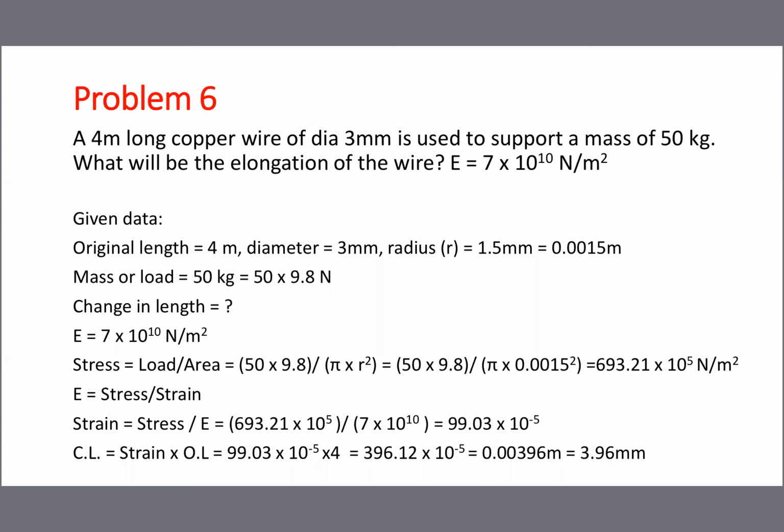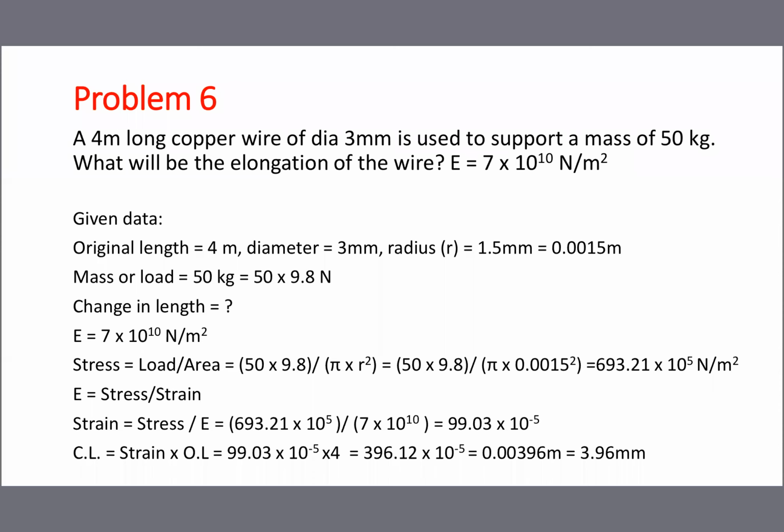Then our aim is change in length, question mark. Change in length comes in the second formula, strain. First you find out strain by the indirect method. The Young's modulus value is given as 7 into 10 power 10 Newton per meter square. That data is also given. Solve the problem.